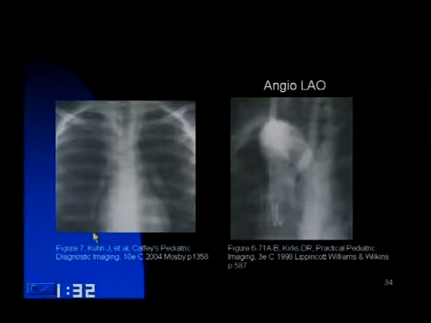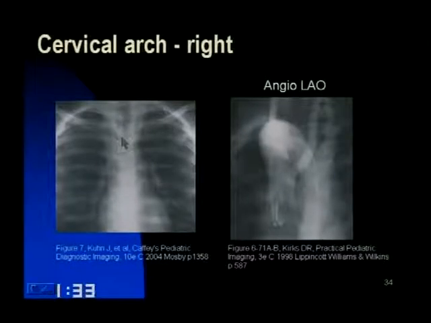Here you can see the trachea has been shifted slightly to the left, and this is secondary to a right cervical arch. This is more common than a left cervical arch, and is secondary to abnormal development of the arch into the right supraclavicular and neck regions.